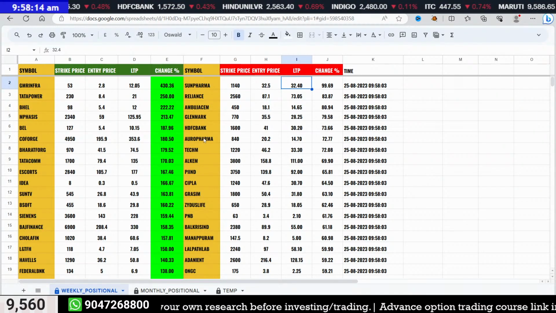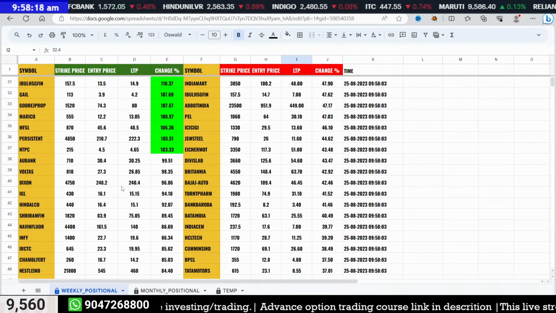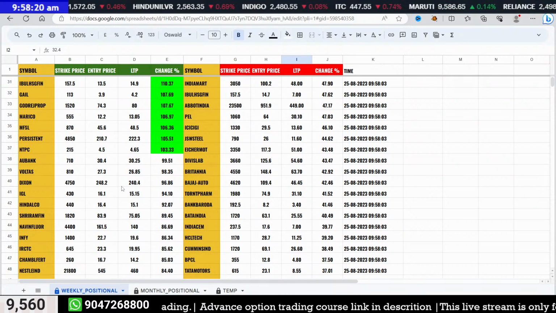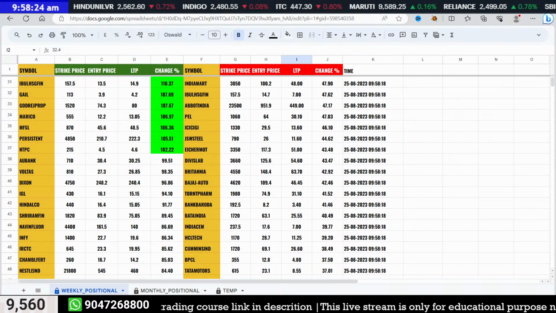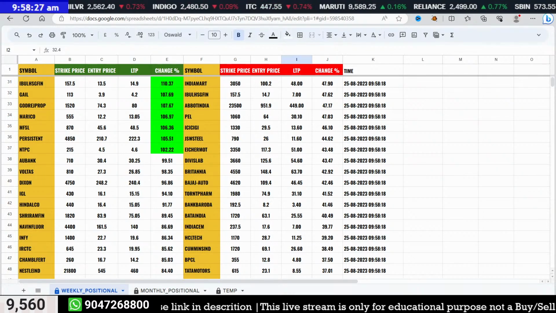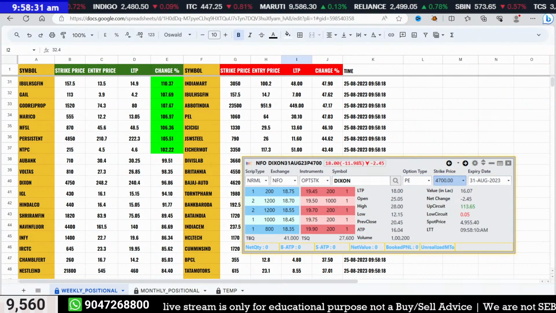And Sun Pharma again on the cost price. Here AU Bank, Voltas is not, I think, not active. The same LTP is maintaining. And Dixon slightly moving, 4750. First of all, we need to check whether it is liquid. Dixon 4750.